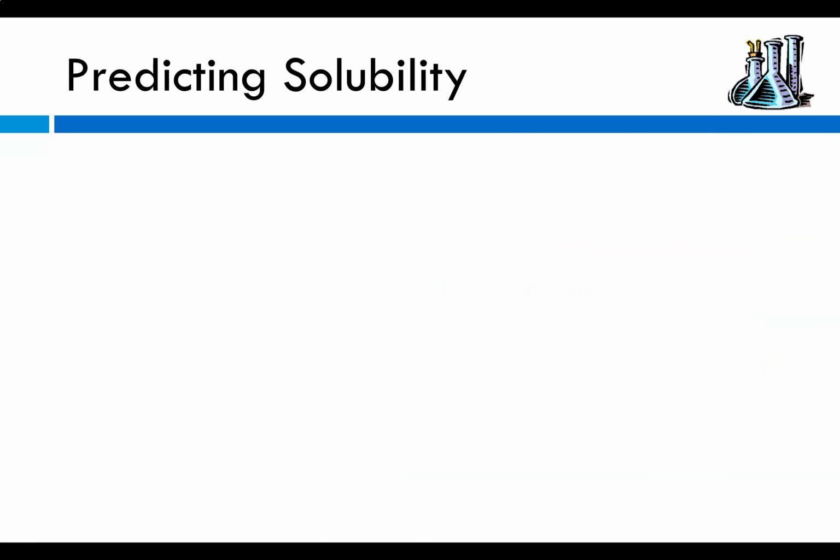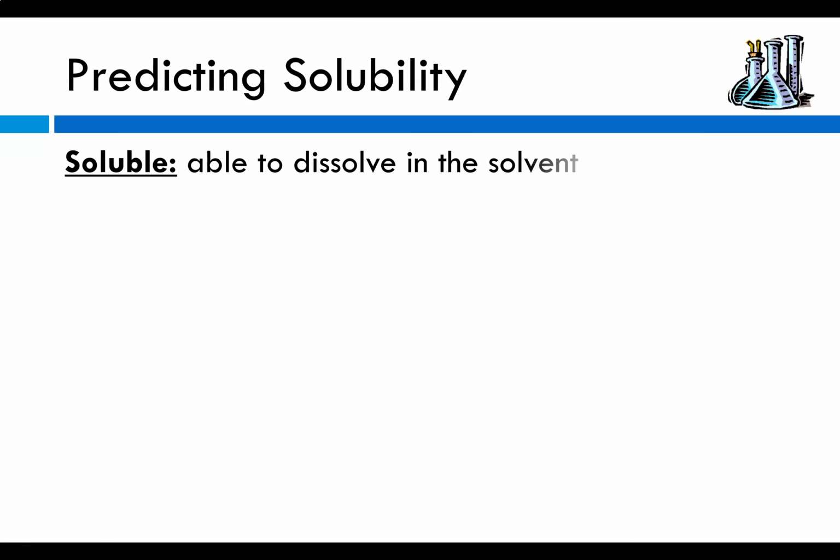Not every material will dissolve in the solvent. So I want to talk a little bit about predicting solubility. And this is something that we've done to a certain extent already, back in Unit 5 when we were trying to predict the products of double replacement reactions. So just bear with me as we do a little review. When we talk about a material being soluble, that means that it is able to dissolve in the solvent. For example, salt is soluble in water. You can form that homogeneous mixture.